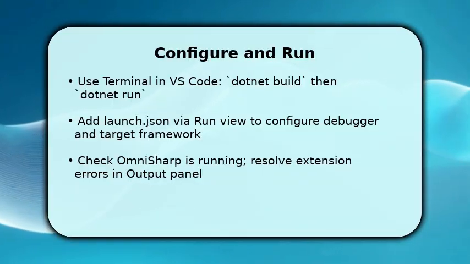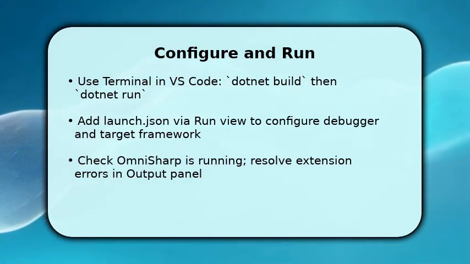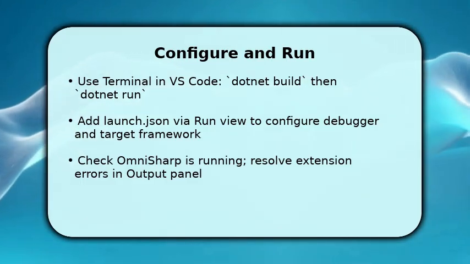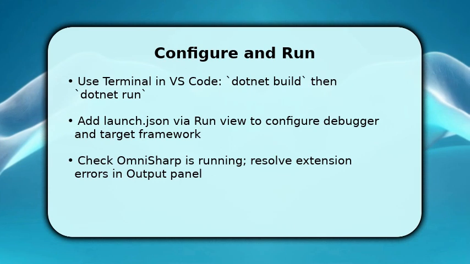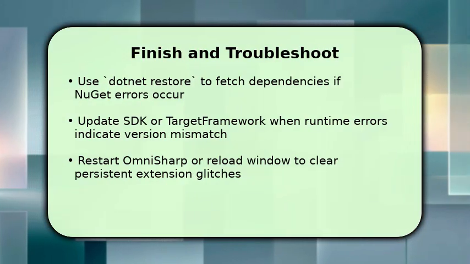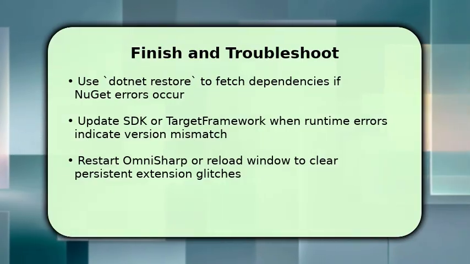Once you start debugging, VS Code uses OmniSharp for IntelliSense and breakpoints, so make sure OmniSharp initialized with no errors. If build tools mismatch, change the target framework in the .csproj. To finish, run dotnet restore, rebuild, and then use dotnet run or the VS Code debugger to verify behavior. This completes the basic workflow.